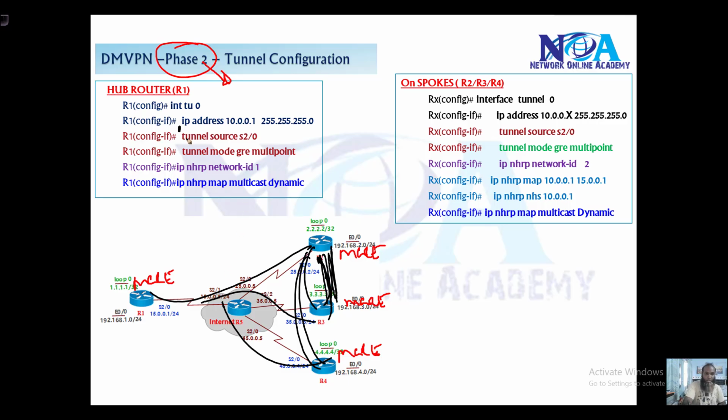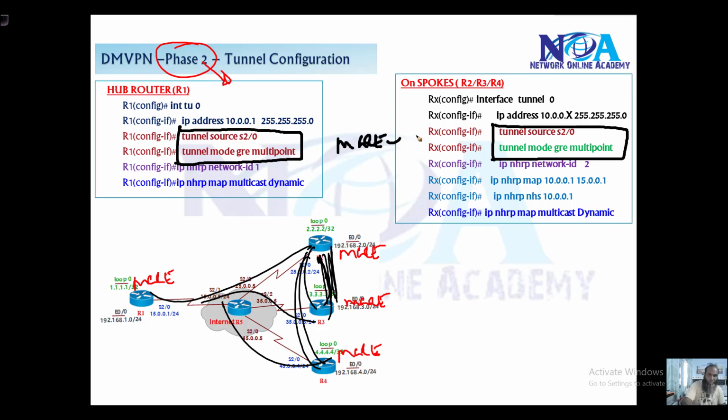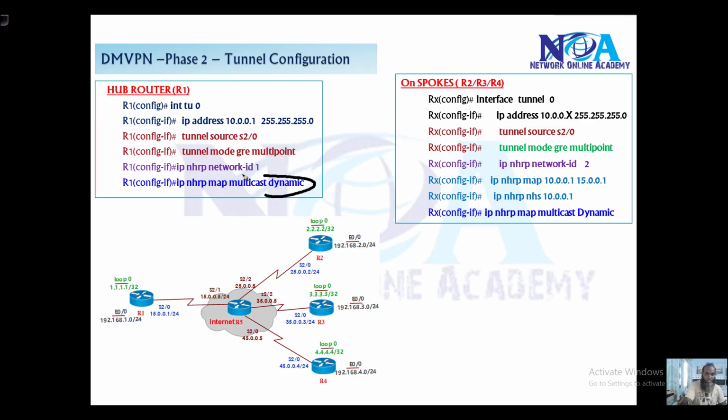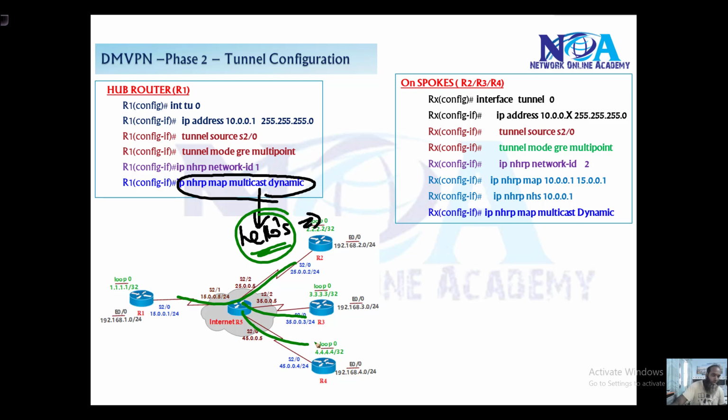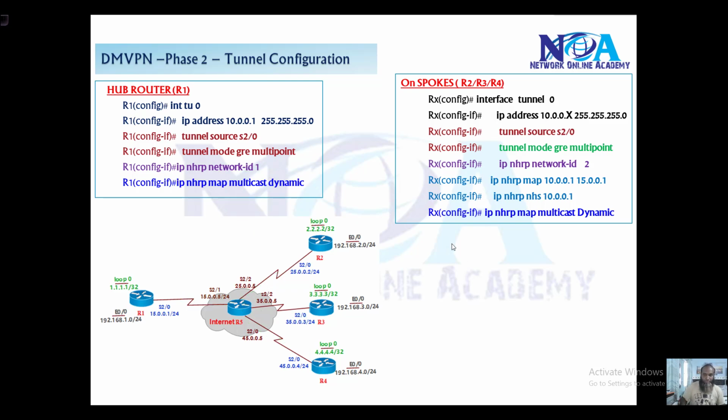So in terms of multi-point GRE, if you remember we discussed, if I'm using the tunnel mode GRE multi-point command, it means I'm using multi-point GRE. We'll be using the same command on both sides. Enable the NHRP network ID, and additionally this is required for hellos. If you want to send hello messages later on when we configure EIGRP and OSPF, any one of these protocols, we want the hello messages to be sent over the tunnel interfaces.